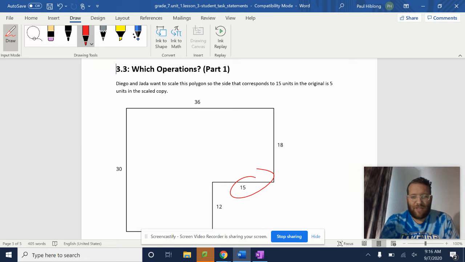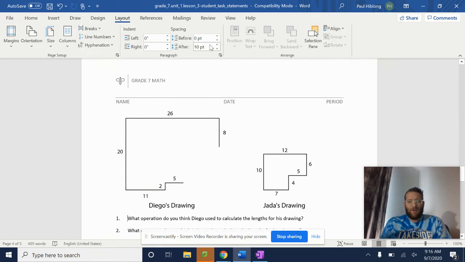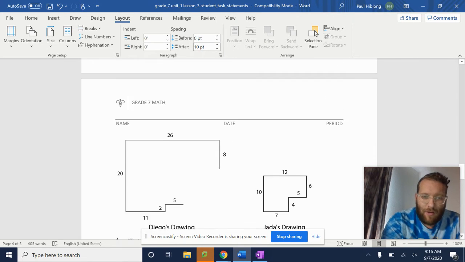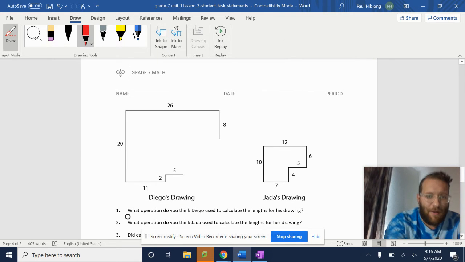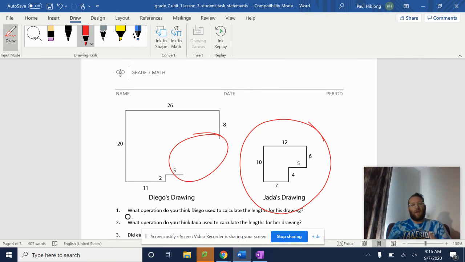When we look down at the work that they've done, Diego has this big gap right in here, and Jada's drawing actually looks similar to the regular one. And remember, our law for this is, if they look similar, in other words, they're not distorted, and number 2, if the sides grow or shrink at the same rate, then it is a scale copy. So we're going to look at this. We're trying to go from 15 to 5, and we did this here.